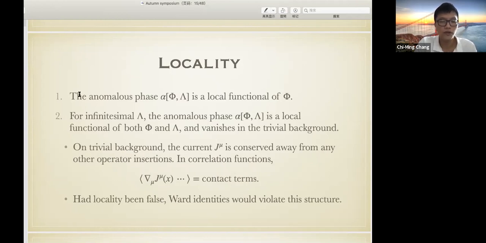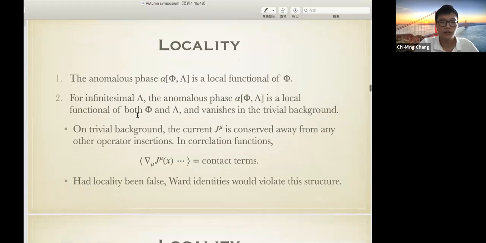And our first locality condition can be thought of as an extension of this second locality condition to more general background transformation lambda. Okay. Let me pause a bit. Any questions on this? Okay.